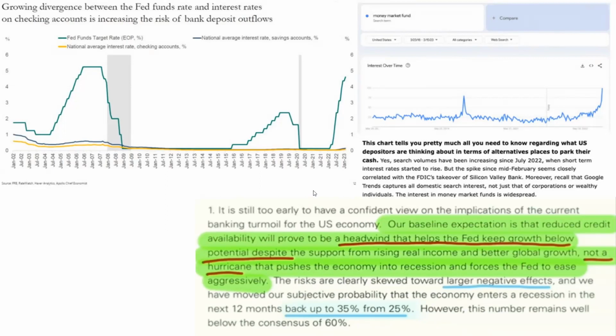All right, now it is too early to have a confident view on the implications of the current banking turmoil for the U.S. economy. Our baseline expectation is that reduced credit availability will prove to be a headwind that helps the Fed keep growth below potential despite the support from rising real income and better global growth, not a hurricane that pushes the economy into recession and forces the Fed to ease aggressively. The risks are clearly skewed toward larger negative effects, and we have moved our subjective probability that the economy enters a recession in the next 12 months back up to 35% from 25%. However, this number remains well below the consensus of 60%. So that pretty much wraps up today's video, guys.